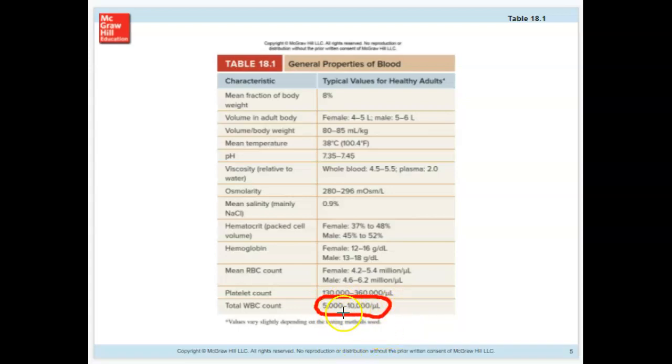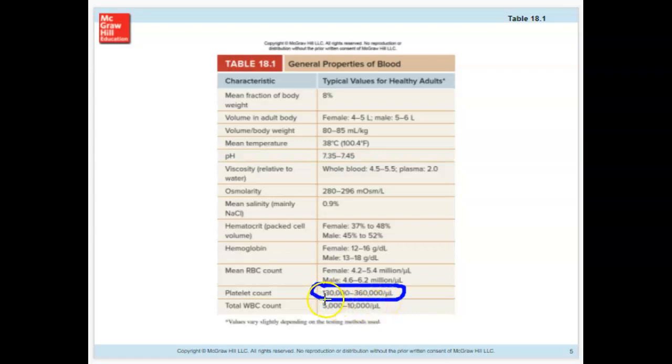Regarding these values, when we have below 5,000 on the white blood cell count, we're going to have leukopenia. When we have more than 10,000, we're going to have leukocytosis. Again, below 5,000 is leukopenia, and above 10,000 is leukocytosis. Regarding the platelet count, if we have below 130,000, it's going to be thrombocytopenia. If we have above 360,000, we're going to have thrombocytosis.